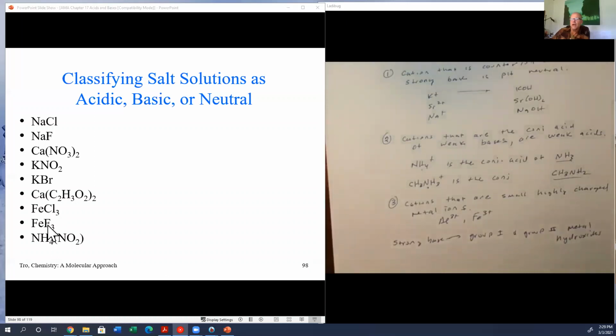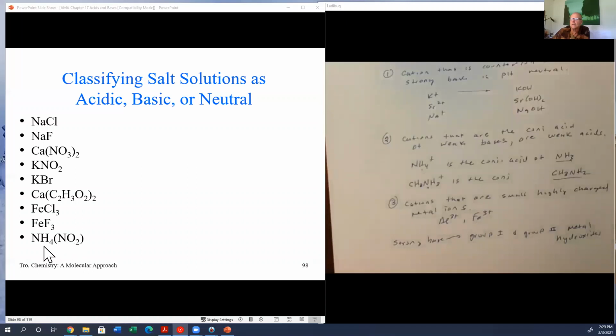Iron 3 fluoride. We know that iron, just like we talked about, is a weak acid. What about F minus? It was basic, right? It's a weak base. So now we have a weak acid and a weak base. So we can't really tell for that one without more information. Okay? Because you have both present in that compound.